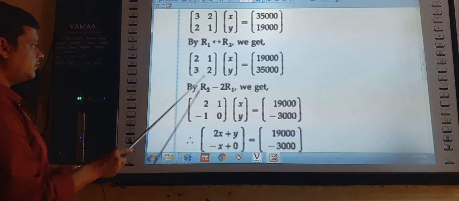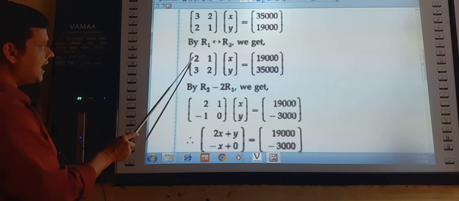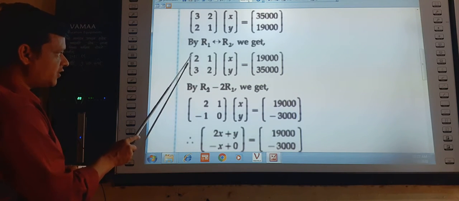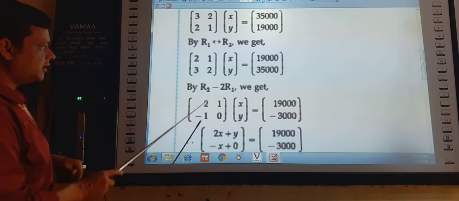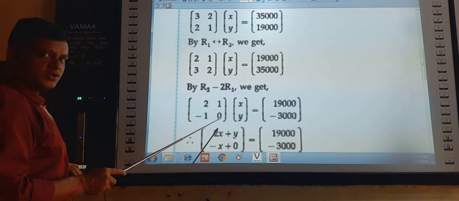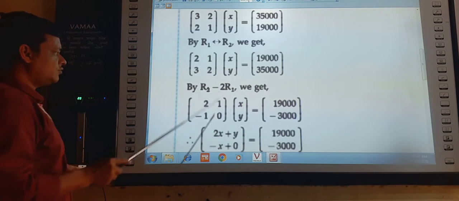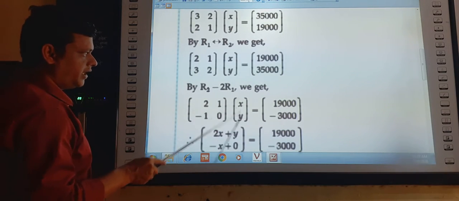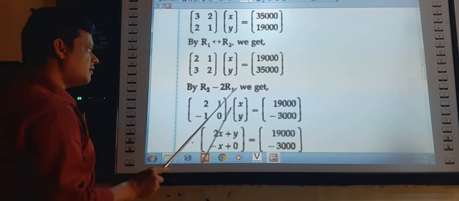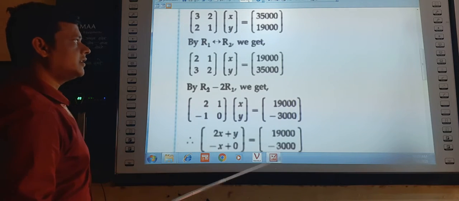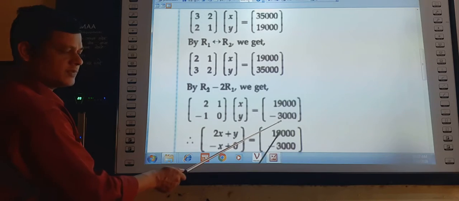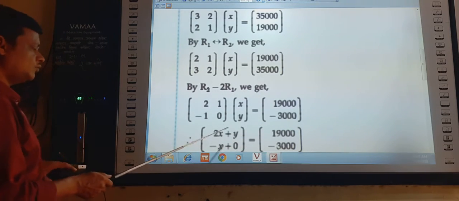Now here R2 is 3, R1 is 2. So we write 2 into 2 is 4, 3 minus 4 which is minus 1. Here we apply the elementary transformation for making here 0. So we write 2 minus 2, 0. Variable matrix as it is. In RHS, R2 is 35,000 minus 2 into R1, which is 19,000. So after calculating it we get minus 3000.